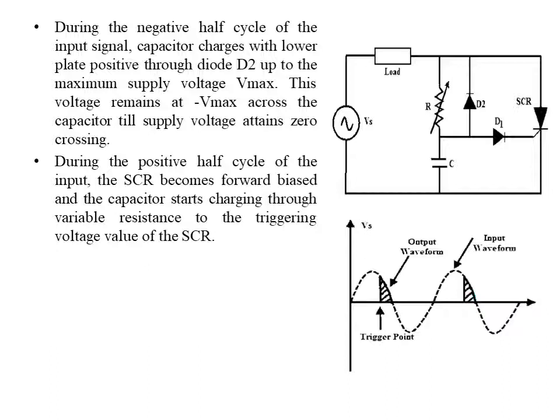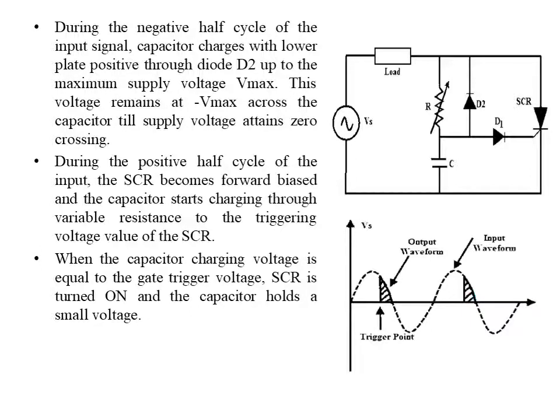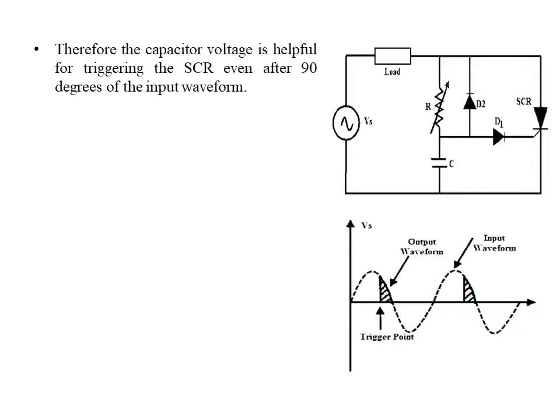During positive half cycle of the input supply, the SCR becomes forward biased and the capacitor starts charging through the variable resistance to the triggering voltage value of SCR. When the capacitor charging voltage is equal to the gate triggering voltage, the SCR is turned on and the capacitor holds a small voltage. Therefore, the capacitor voltage is helpful for triggering the SCR even after 90 degrees of the input waveform.